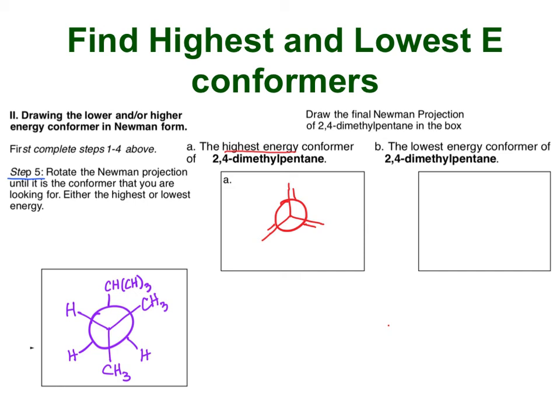So let's add our groups in the back. We can generally put them anywhere, but I'm going to put the isopropyl on the top in this case. All right, so that's my back carbon. Now I want to put the biggest group with the biggest group. So the isopropyl is my biggest group in the back.